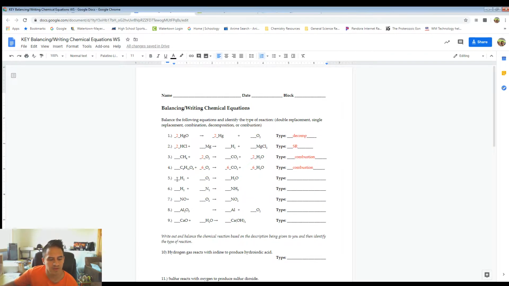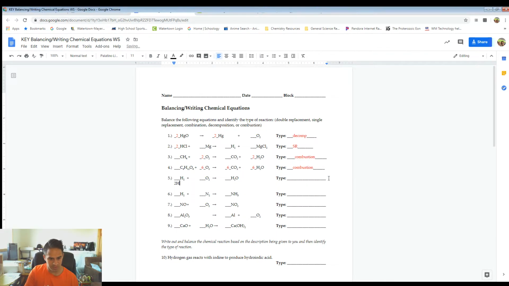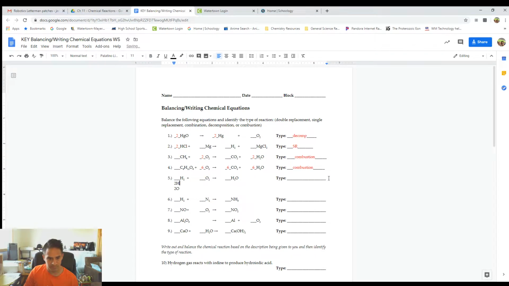All right, number 5. Again, let's make a list. So we have 2 H's, 2 O's. On the right, we have 2 H's, 1 O. So we can see that the oxygens are not balanced. We need to put a 2 here. That'll balance those out. That then gives us 4 hydrogens, which means over here we need to have a 2 to change our 2 hydrogens into 4 hydrogens. Okay, and then everything balances out just fine.